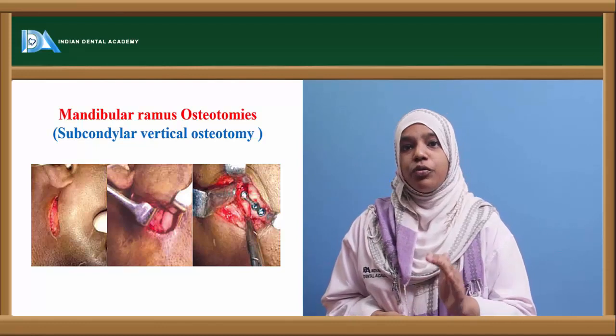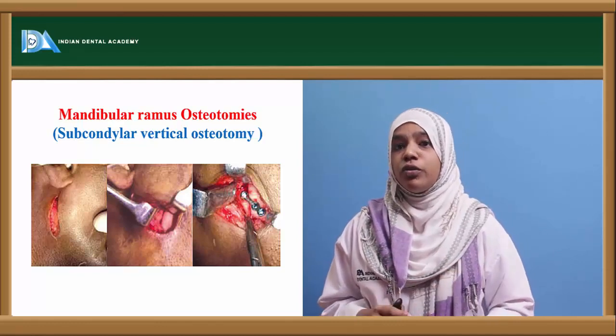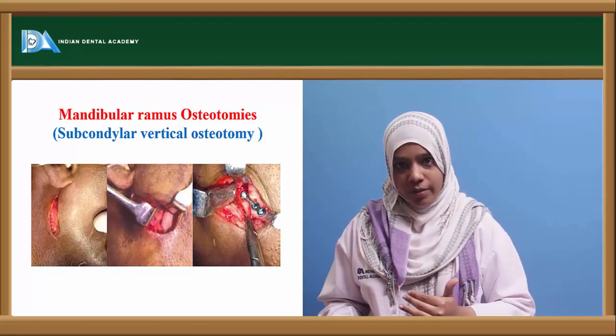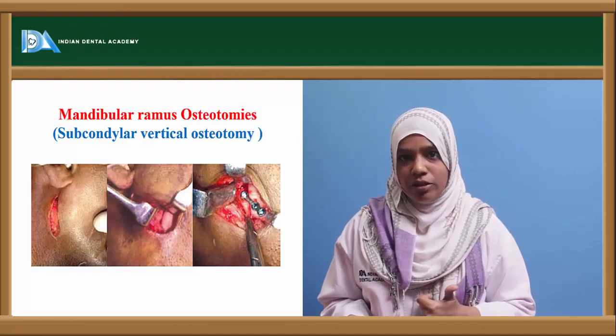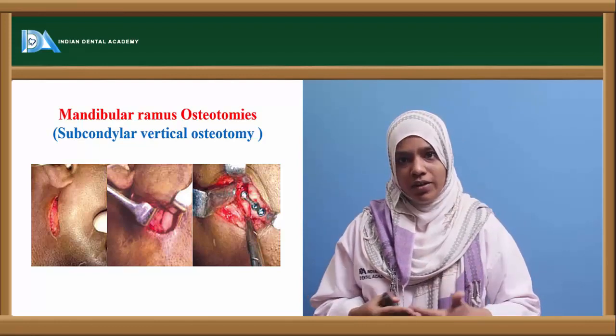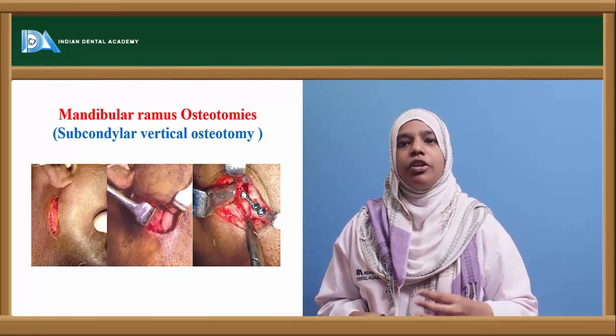So you have to decorticate. Now where will you decorticate? You will decorticate on the lateral aspect of the distal segment and the medial aspect of the proximal segment. Once you have done the decortication, you will have adequate contact of the bone, then you plate it.